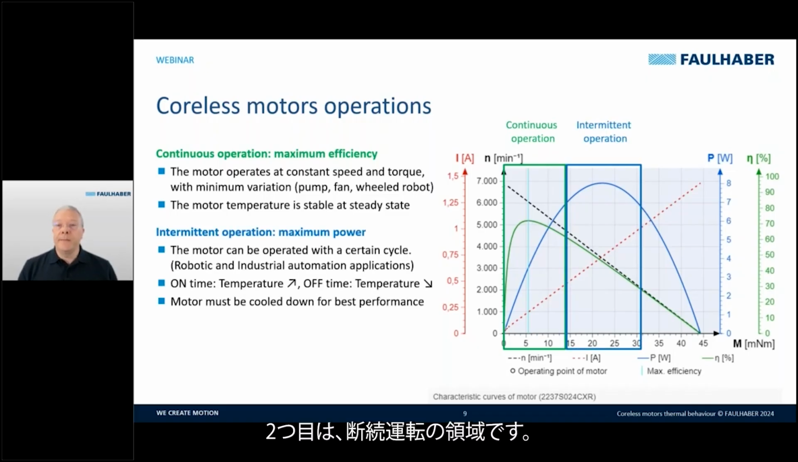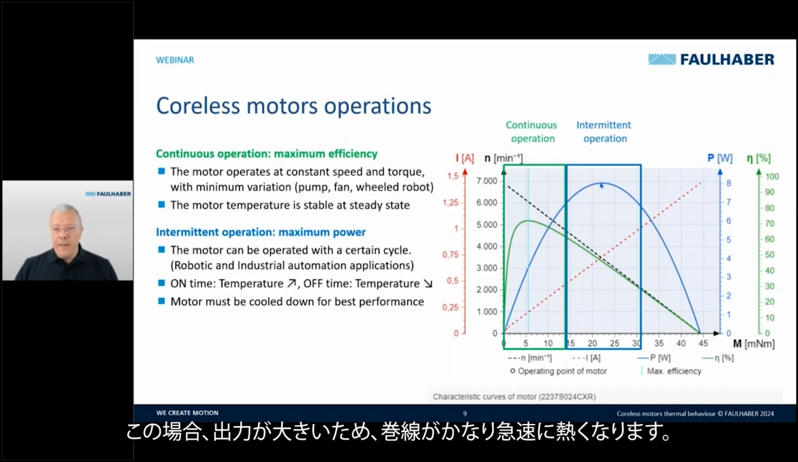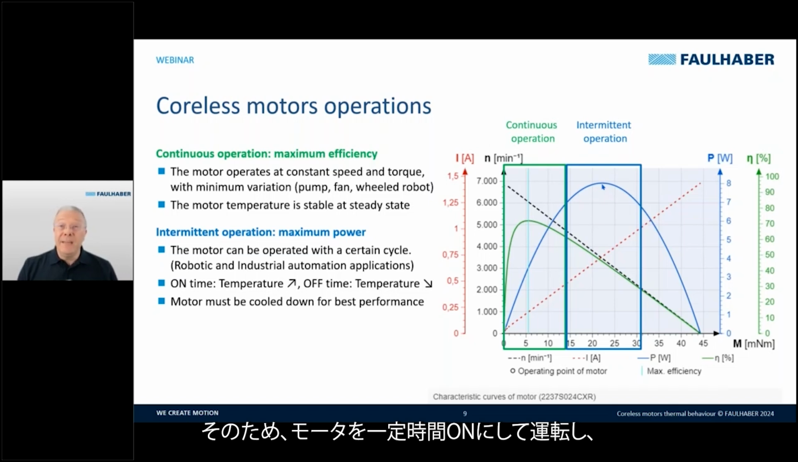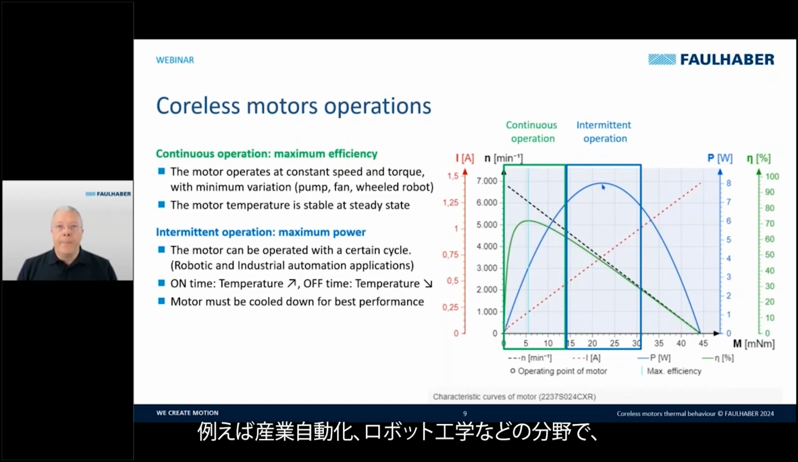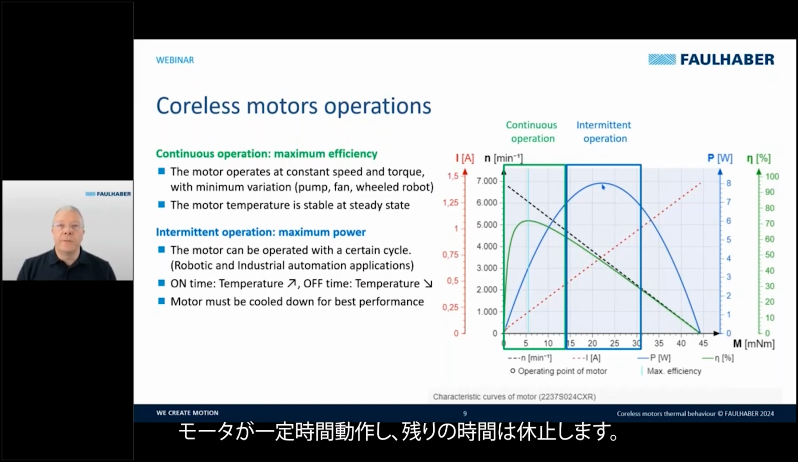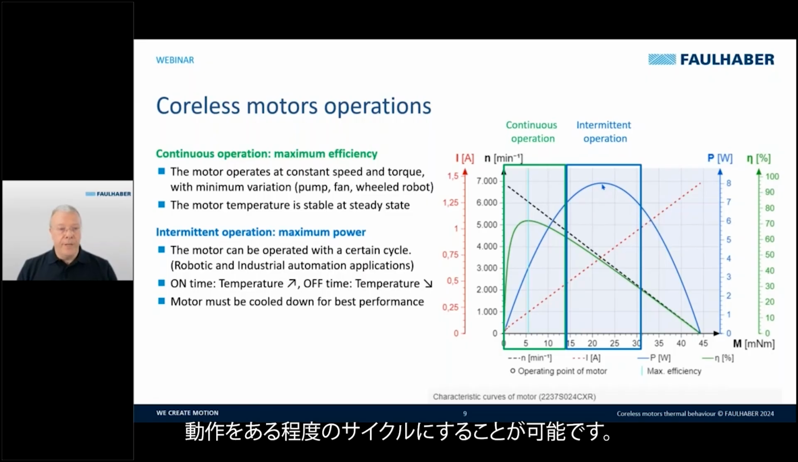Then we have a second part, the intermittent operation region, where we have the maximum motor power. In this case, because of the high power, the winding heats up very, very fast. So it's necessary to use an intermittent operation where the motor is operating for a certain on time, and the motor is cooling down during the off time. So we have some applications like, for example, in industrial automation for robotics, where the motor is moving for a certain amount of time and then it rests for the rest of the time. So we have some cycle of operation possible.